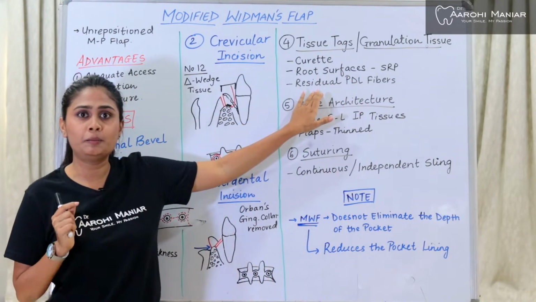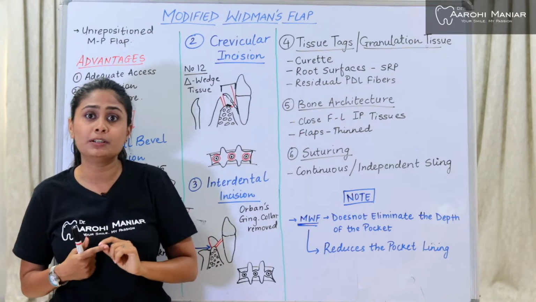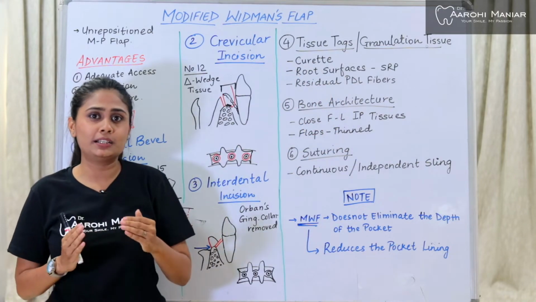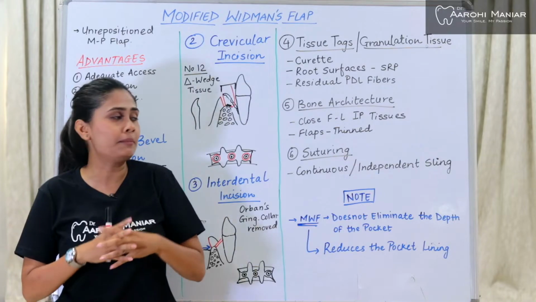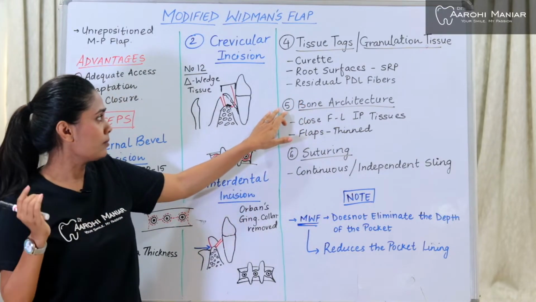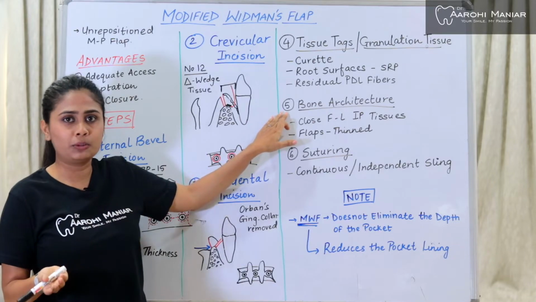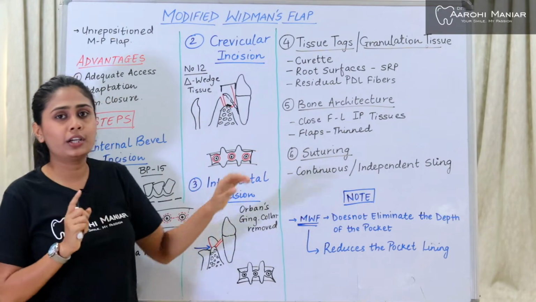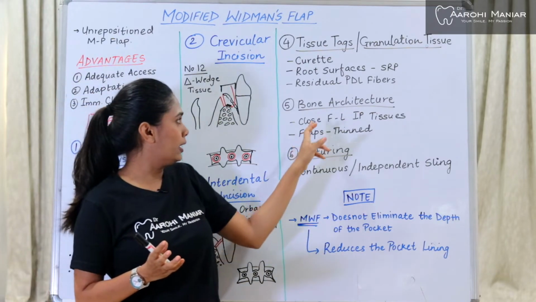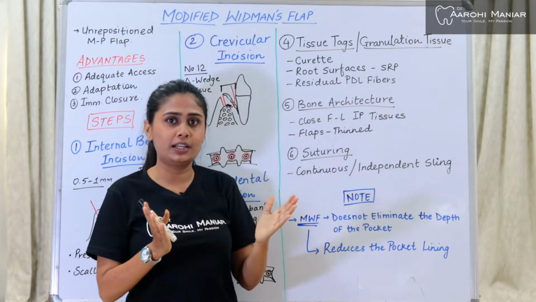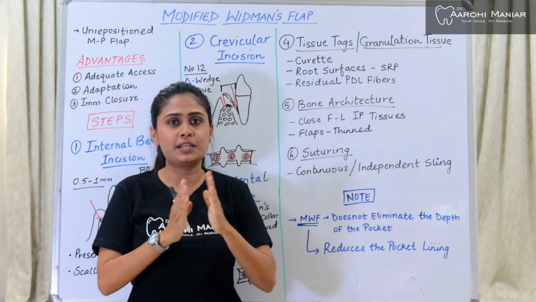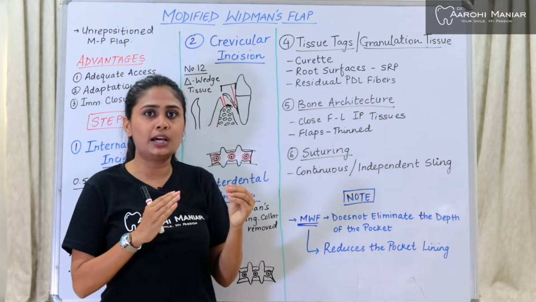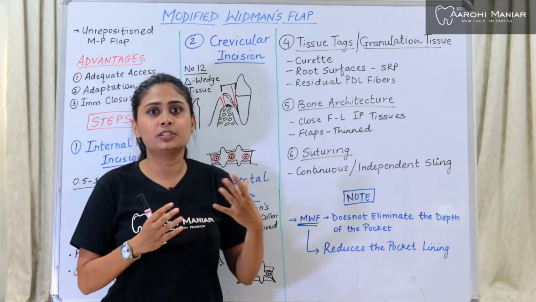After that, the residual PDL fibers, that is our periodontal ligament fibers, need to be unharmed. We cannot destroy or damage these fibers, because these are the fibers which will help us to reattach our flaps at the same position. Then, moving on further, what about the bone architecture? Once we reflect the flap and expose the bone, we cannot damage or destroy our bone. So we need to close our facial and lingual interproximal tissues. The flaps that were opened facially and lingually, we have to close, and to close them we can also thin out our flaps so that our bone architecture is not damaged.